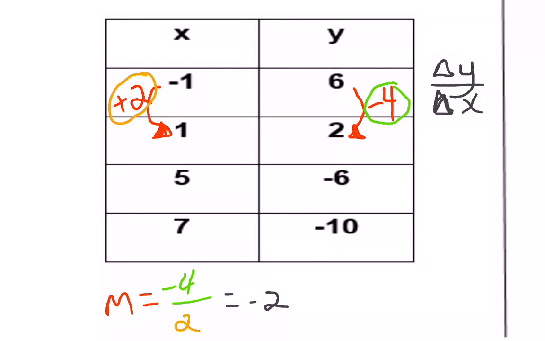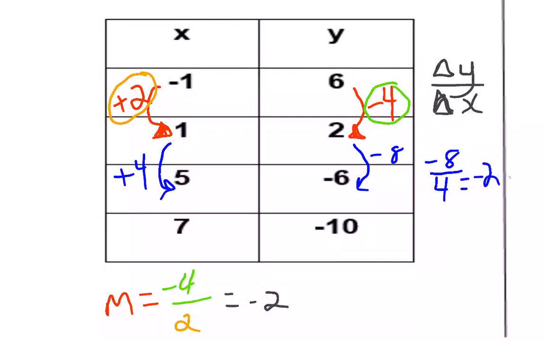Now, what if I had chosen some different points? You don't have to write this, but you can if you want. What if I did from 1 to 5? 1 to 5, I go up 4. 2 down to -6 is -8. Slope is change in y, which is -8, over change in x, which is 4. And that also reduces to -2.